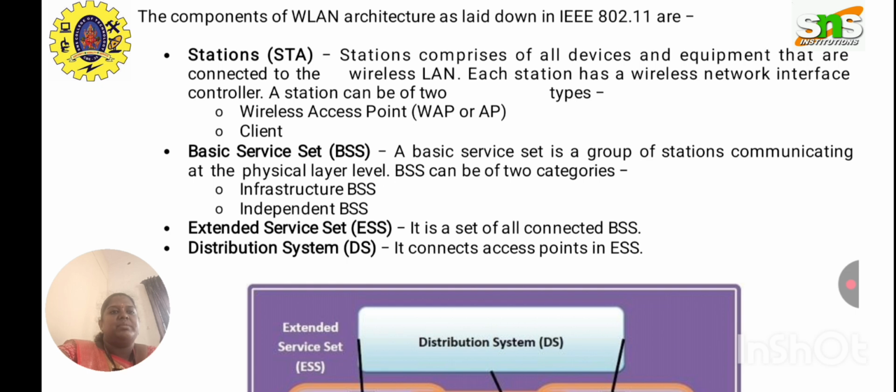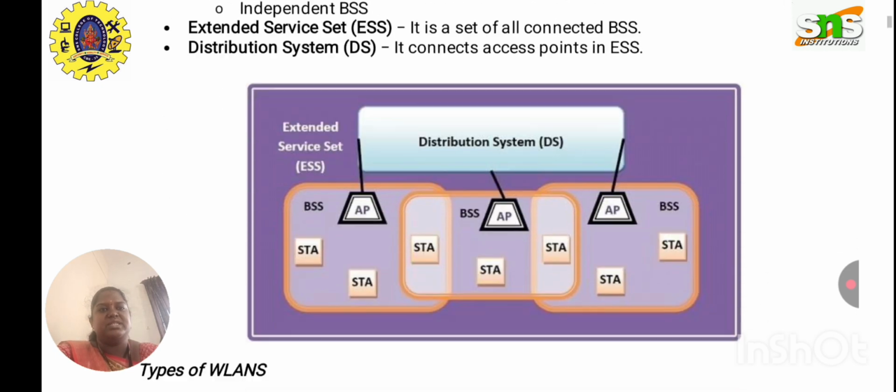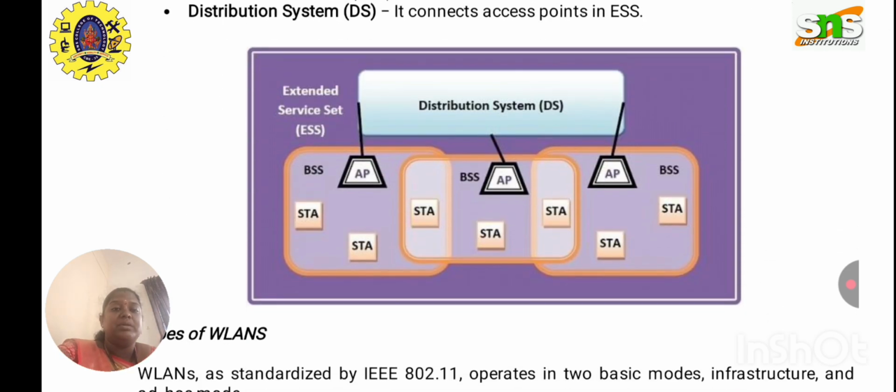Basic service set: the basic service set is a group of stations communicating at the physical layer level. It has two categories: infrastructure BSS and independent BSS. Extended service set is a set of all connected BSSs, and the distribution system connects the access point to the ESS. Within the BSS, all the STAs will be bundled, and by using an AP, the distribution system is the access point for the ESS. By using a distribution system, the network will be formed for STA and BSS clients.